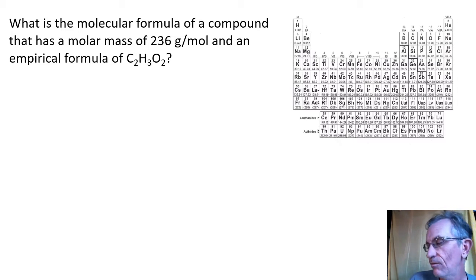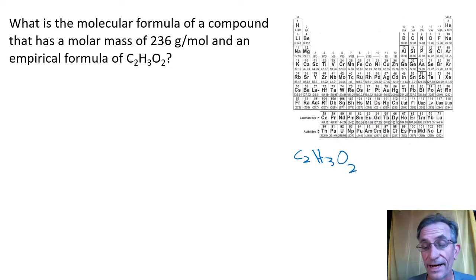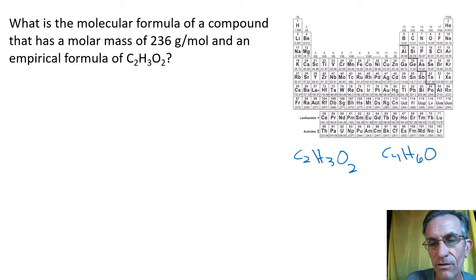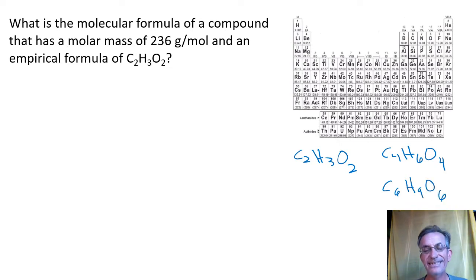So what they really want me to figure out is, this molecule could in reality be twice as much of everything, so C4H6O4, or it could be 3 times as much of everything, so C6, and if I multiply everything by 3, H9, and then O6, right? So it's going to be some multiple of that lowest ratio.